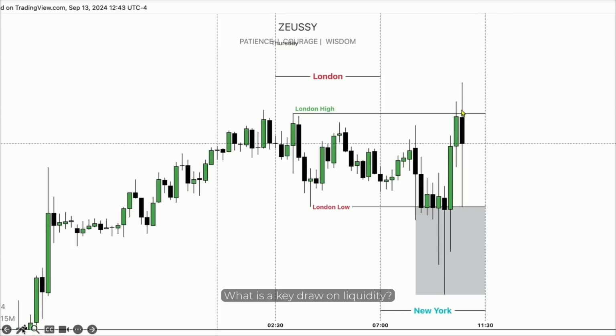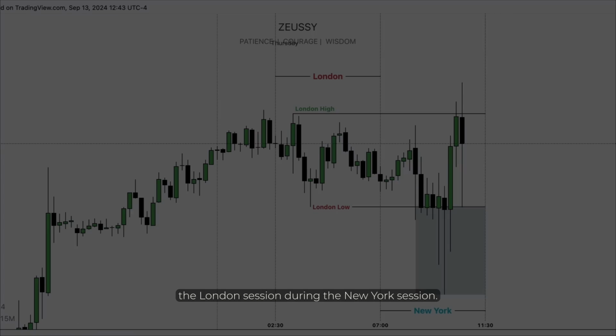What is a key draw liquidity? The London high, of course. Do you see how we went from the London low to the London high? That is one setup based on the London session during the New York session.